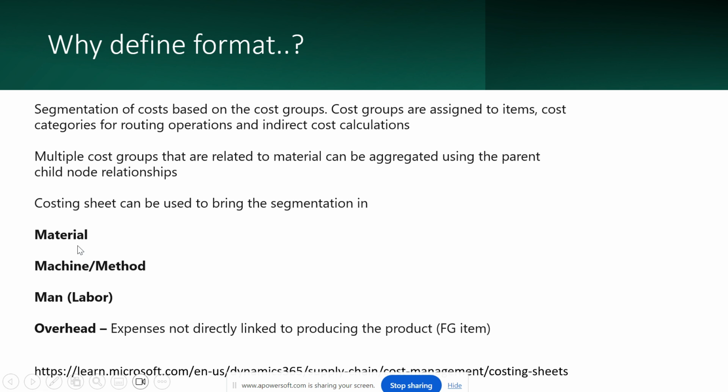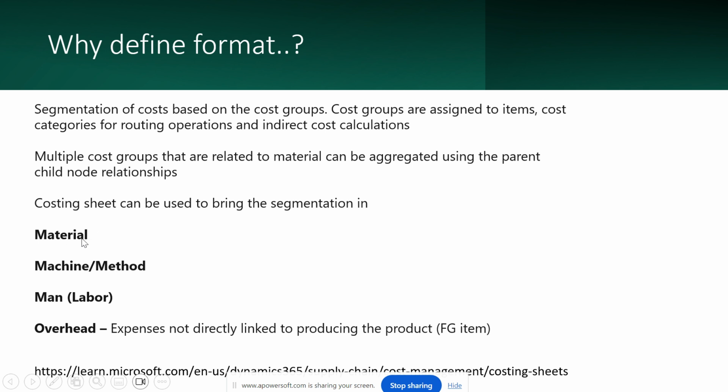So which is contributing high, whether material is contributing high or overhead is contributing high. Unless you segment those, you will not be able to visually understand which is actually contributing more as far as your costs are concerned. And also, multiple cost groups that are related to the material can be aggregated using the parent-child node relationships. So you will be able to get a quick understanding.